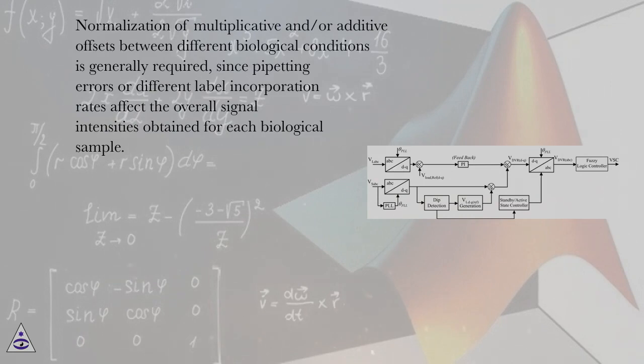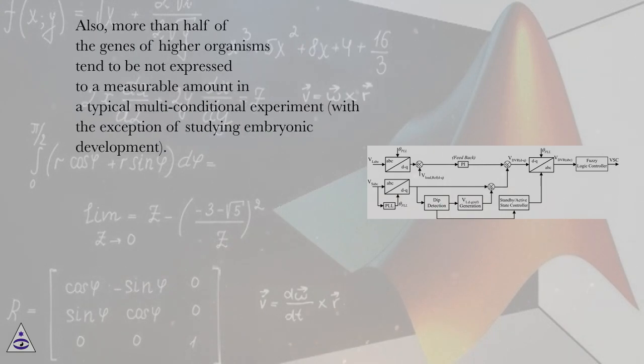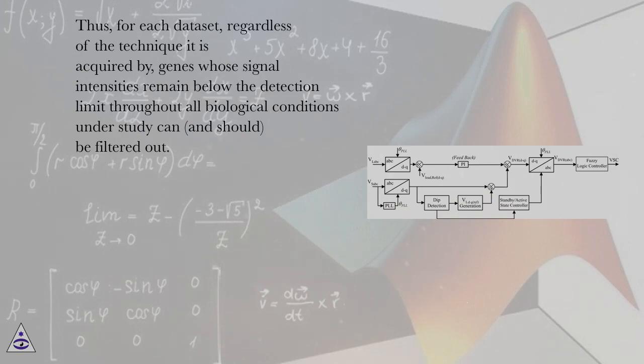Normalization of multiplicative and/or additive offsets between different biological conditions is generally required, since pipetting errors or different label incorporation rates affect the overall signal intensities obtained for each biological sample. Also, more than half of the genes of higher organisms tend to be not expressed to a measurable amount in a typical multi-conditional experiment, with the exception of studying embryonic development. Thus, for each dataset, regardless of the technique it is acquired by, genes whose signal intensities remain below the detection limit throughout all biological conditions under study can, and should, be filtered out.